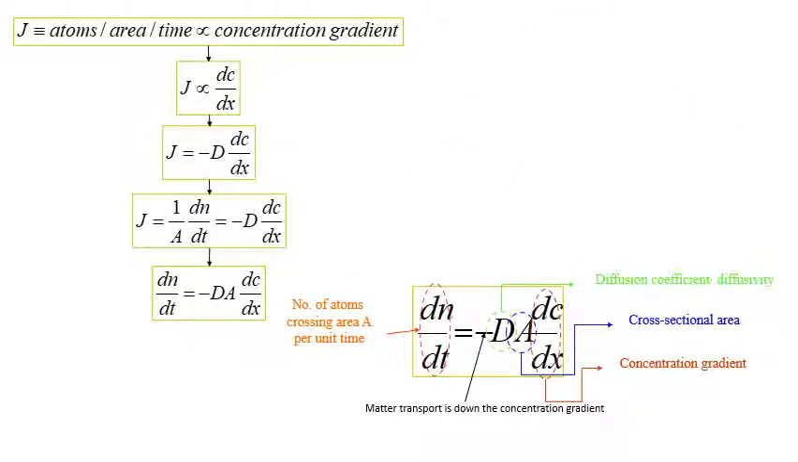Okay, so ultimately, we can use this formula for Fick's first law, dn/dt is equal to minus A D dc/dx. That's how exactly we can describe the steady state, that is Fick's first law.